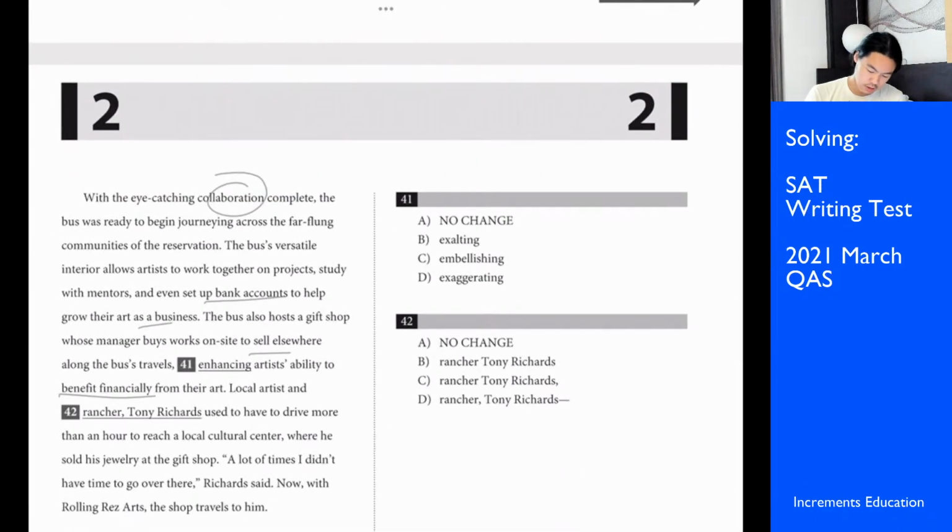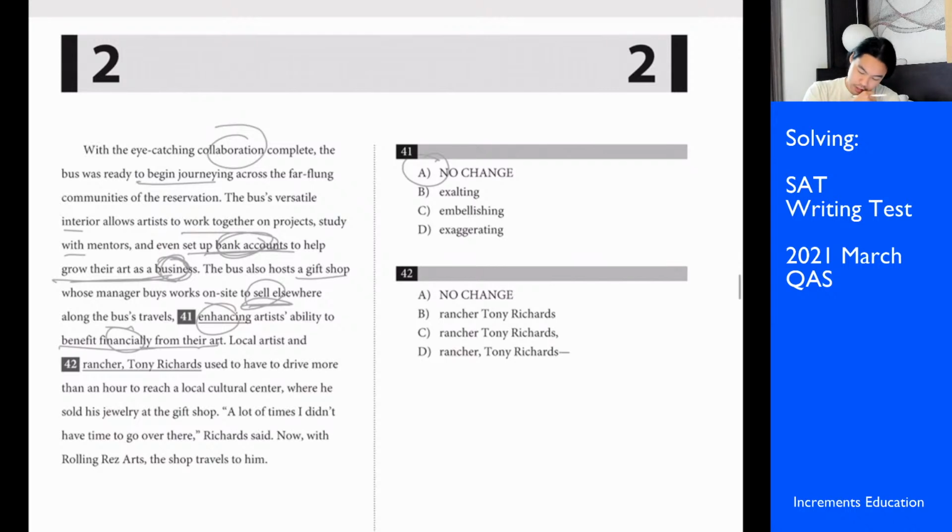With the eye-catching collaboration complete, the bus was ready to begin journeying. The versatile interior allowed them to work together, study, and even set up bank accounts to help grow their art as a business. So financial, but is this partnership with local financial organizations? No. The focus is on growing their art as a business. Gift shop to sell, enhancing artist ability. I think this sounds right. Good. To benefit financially, right? Benefiting financially. The partnership is not the important part. These artists are not trying to create partnerships.